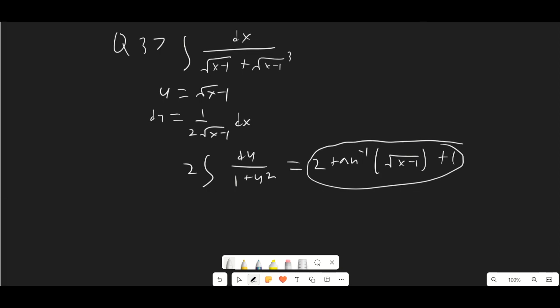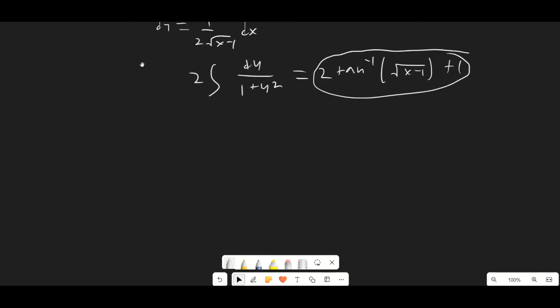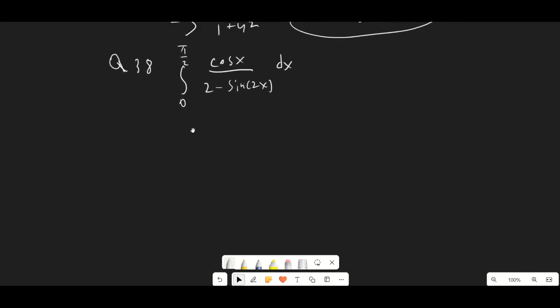All right, on to question 38. This one's interesting. We have the integral from 0 to pi over 2 of cosine x over 2 minus sine 2x. This is very similar to an integral we did earlier that ended up with sine of 2x, as you guys may remember. This one's a little bit different. The way I like to do this kind of thing is actually a little bit interesting. So what I'm going to do is I'm going to sub.